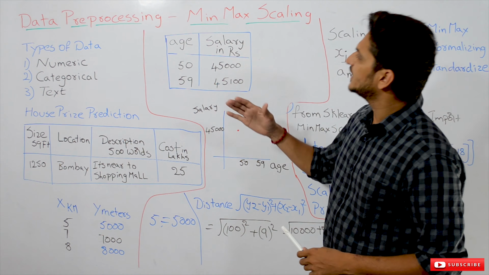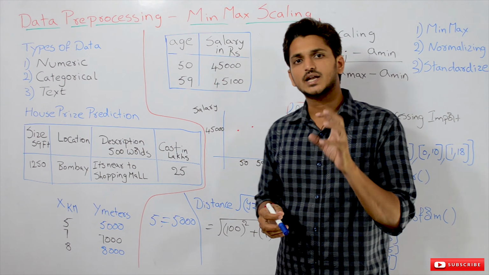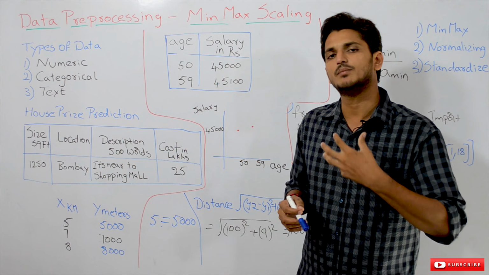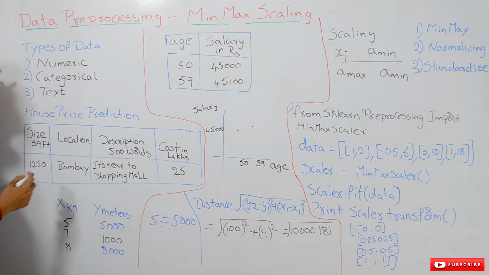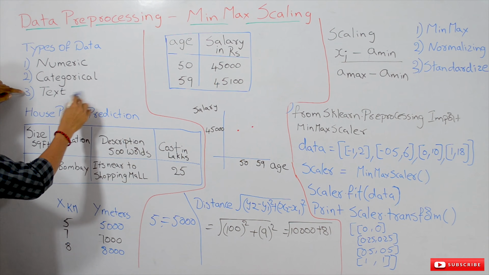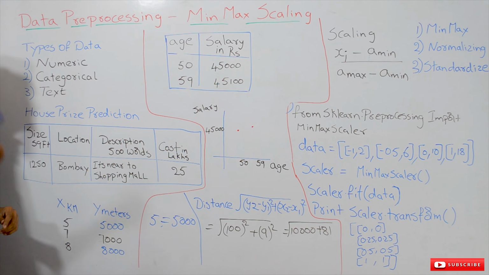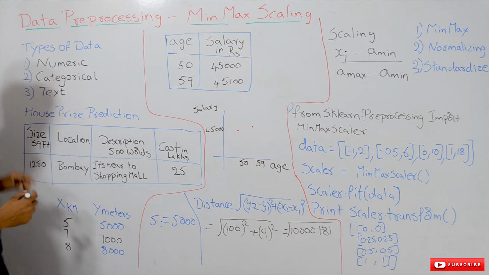Before going into the concept, first we have to understand what are the different types of data that we come across in ML. The different types of data that we come across in ML are numerical data, categorical data and text data. Let's take an example and understand what these different types of data are.